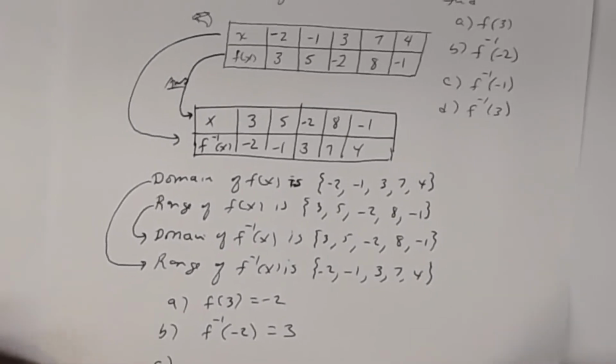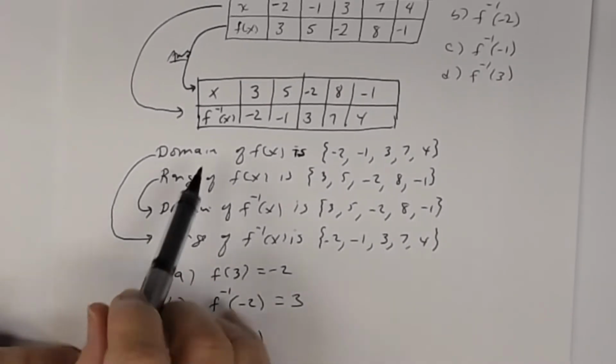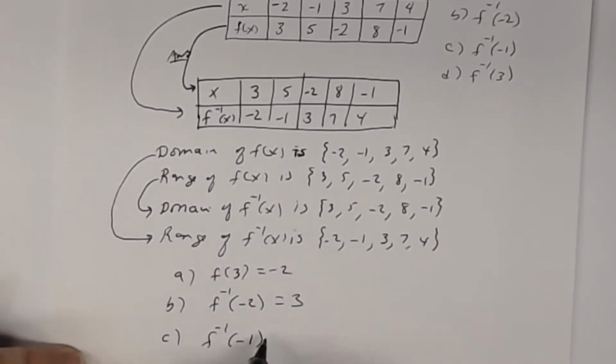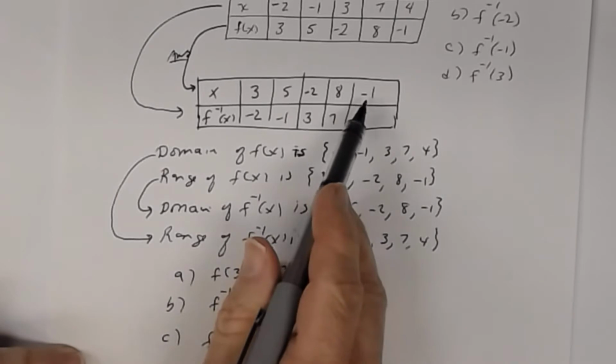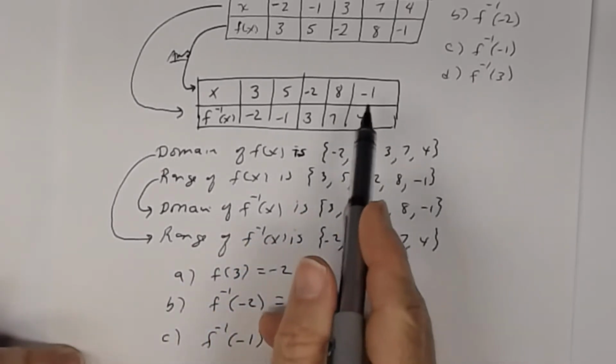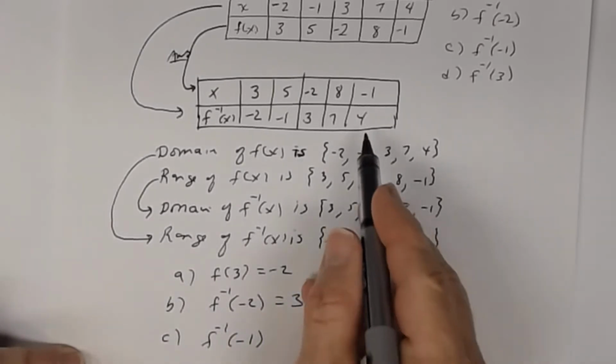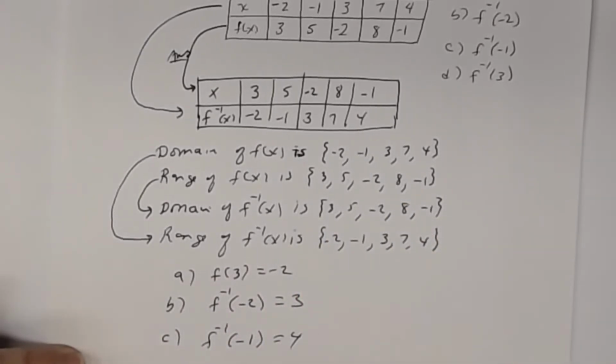C. Okay, in letter C, you have f inverse of negative 1. So again, make sure you go to the correct table. I'm going to my inverse table. So when x is negative 1, what is the inverse of negative 1? That's what that says. So the inverse of negative 1 is 4. My y value of my inverse function is 4.